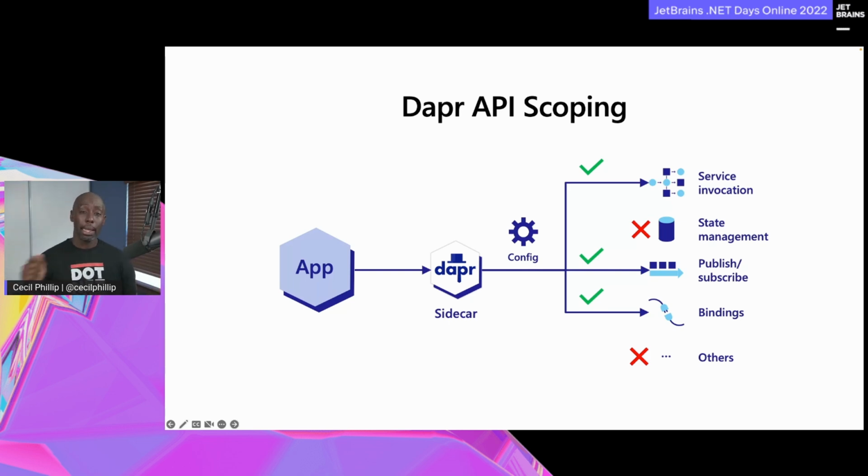But when you call that API endpoint, you're still able to call it. You're just not going to get a response back. You're going to get back an HTTP failure status code or something of the sort. So with API scoping, what it does is go a little bit further.